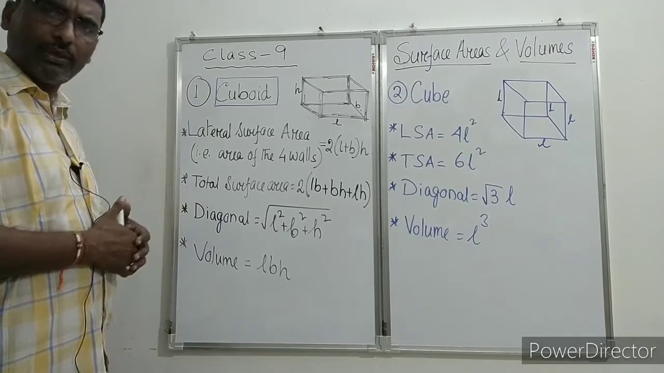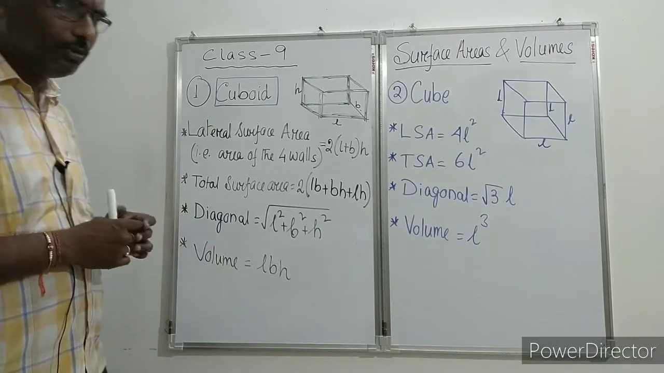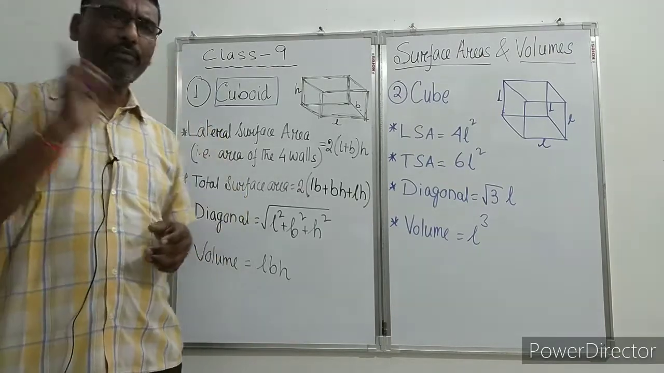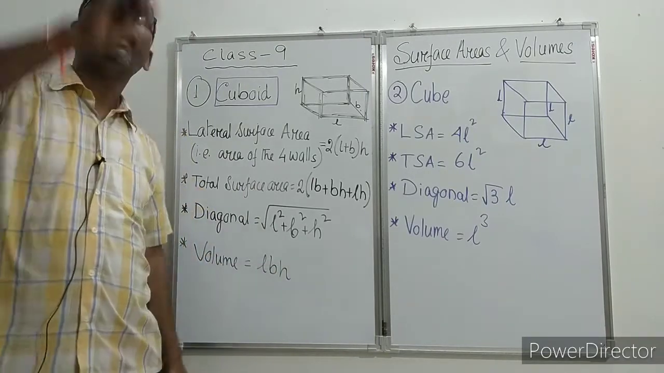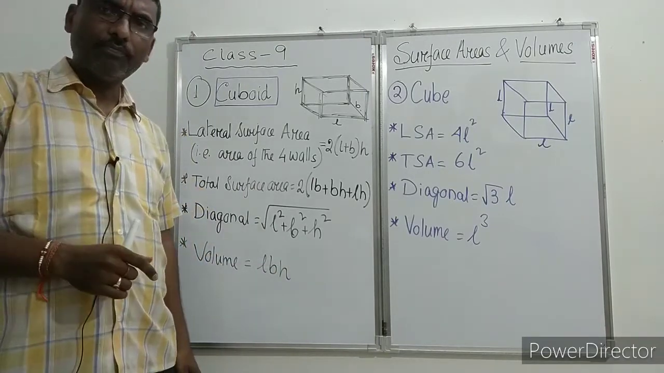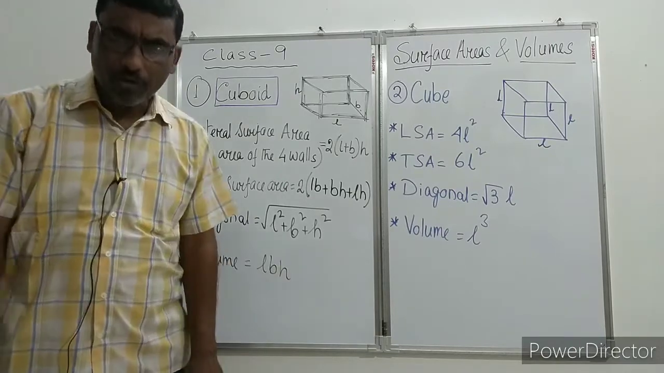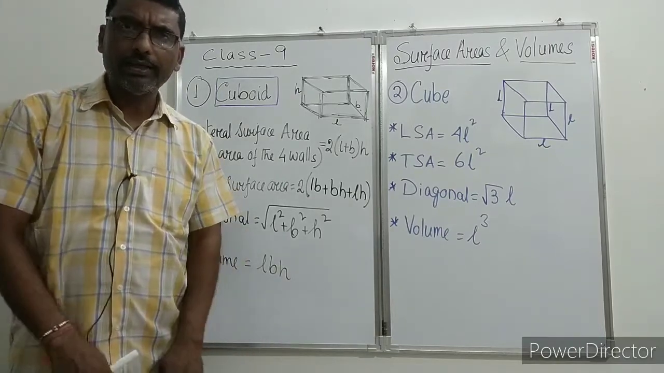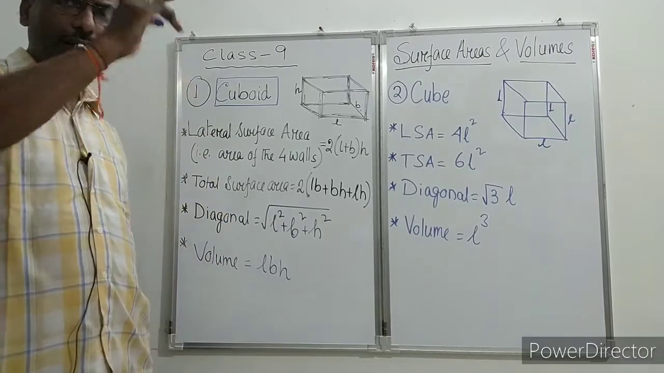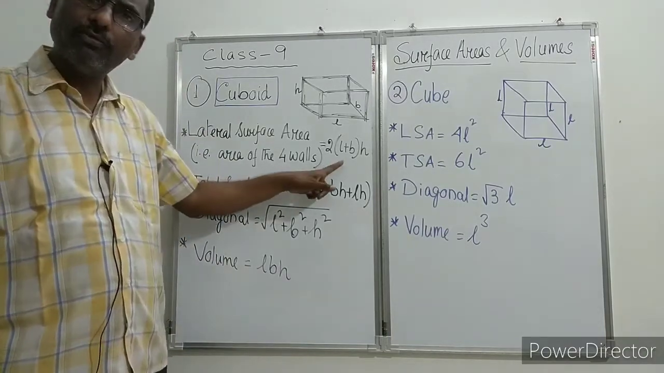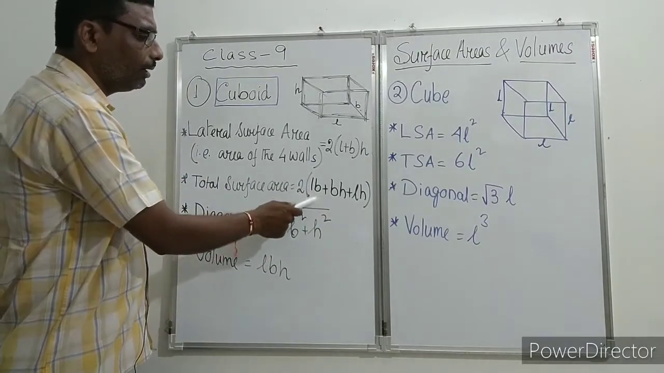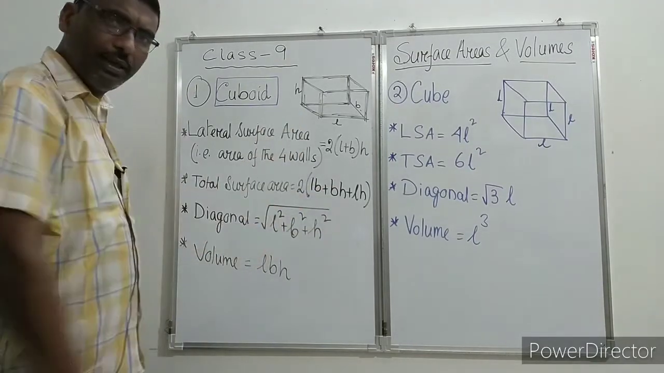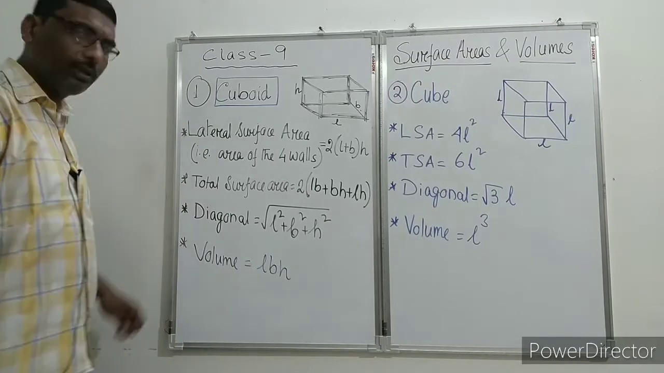Then comes total surface area. If you consider the room, total surface area means the area of the four walls plus the floor where you are standing or sitting and the roof. The area of a rectangular floor is L into B, so 2LB will be added to the four walls. So the formula will become 2 into (LB plus BH plus LH). This is the total surface area.